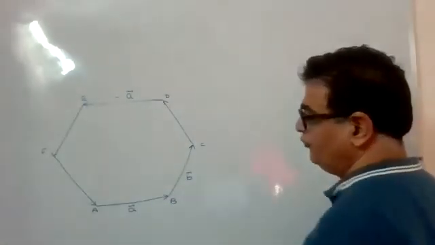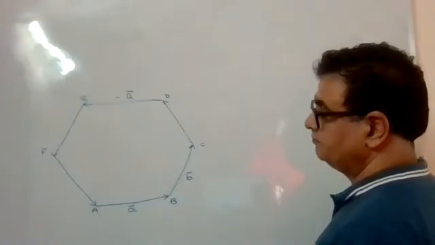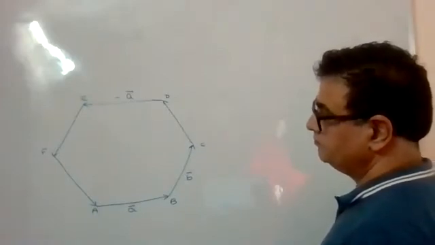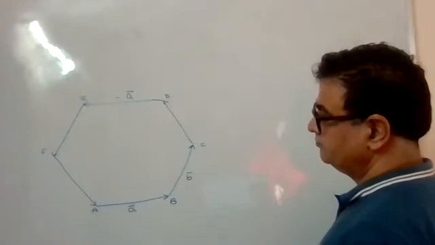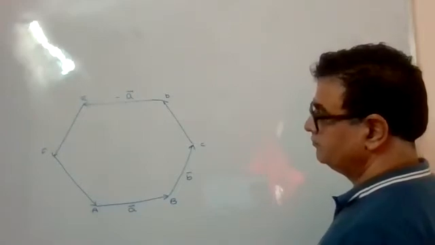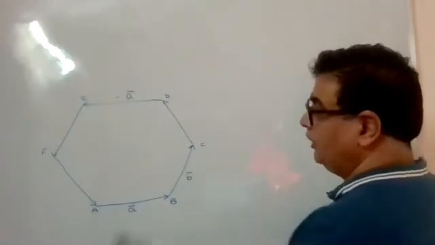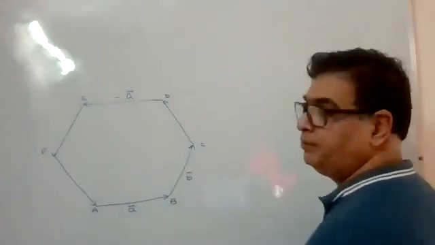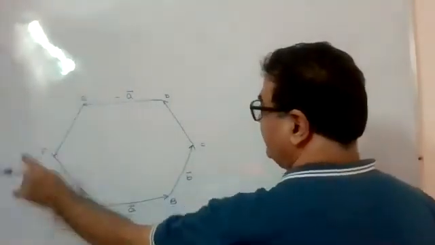Can you tell EF? Sir, in this ED and EF have the same initial point, so they can be co-initial vectors. No, I'm not asking co-initial. I want all the vectors to be in terms of A and B. Tell me what the EF vector will be.